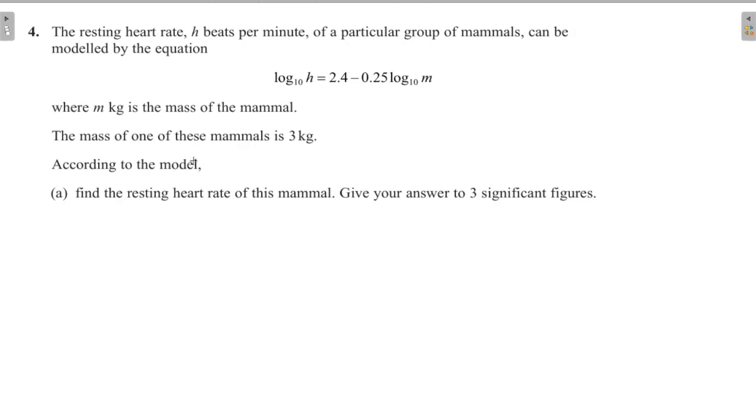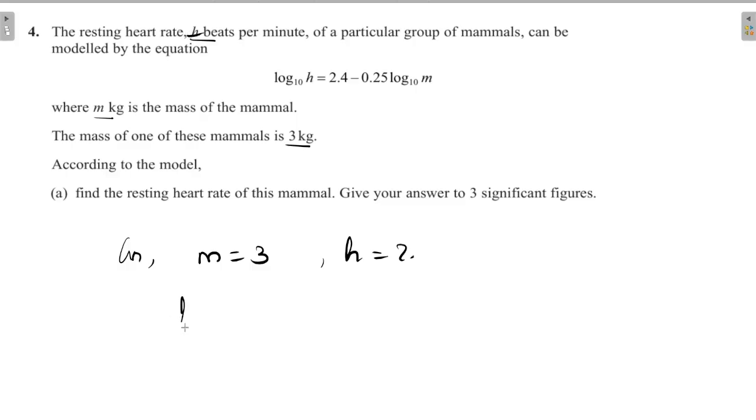This is question number 4. The resting heart rate H beats per minute of a particular group of mammals can be modeled by an equation, where m kg is the mass of the mammal. The mass of one of these mammals is 3 kg. So it's given m equal to 3. Find the resting heart rate of this mammal. So let's find out H. H is the resting heart rate.